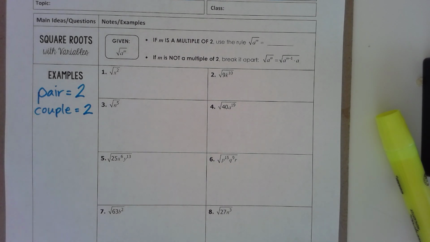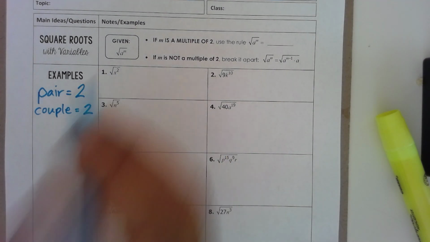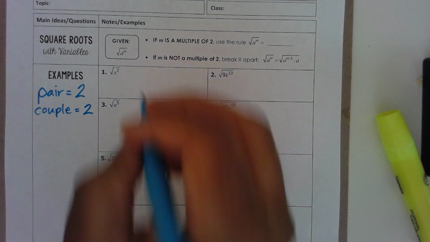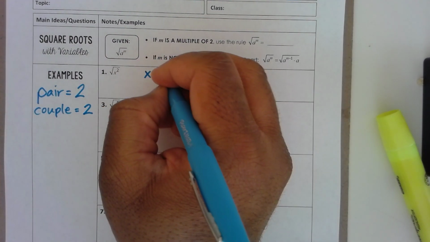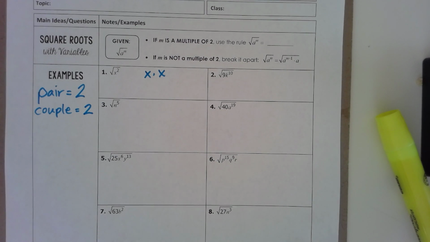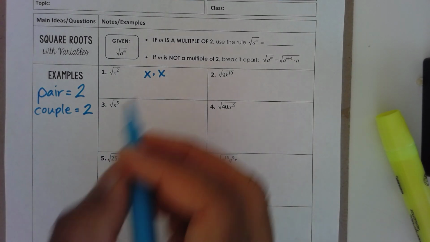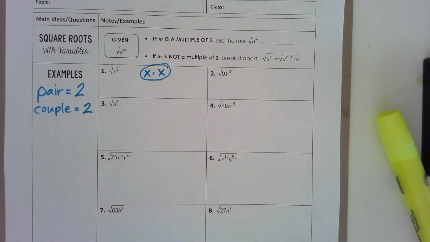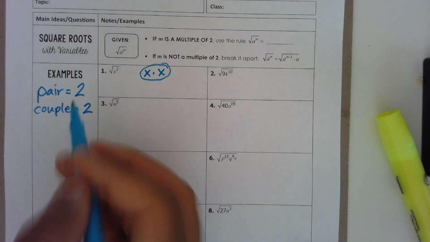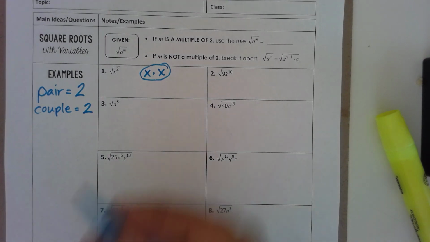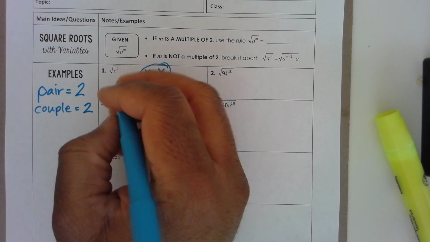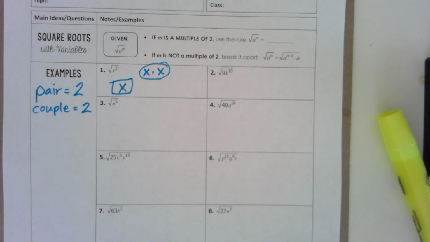So let's take a look at our very first example here. I have the square root of x squared. In other words, that's basically saying x times x. So how many pairs is that? Well, it's just the one pair. And that one pair, or that one couple, gets to go out on a date. And so our final answer is just going to be x.